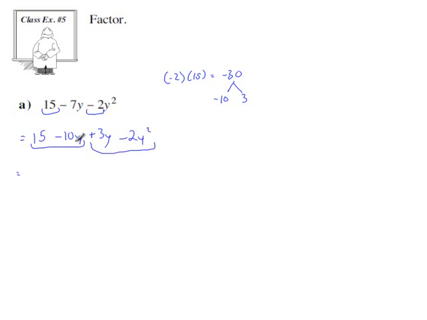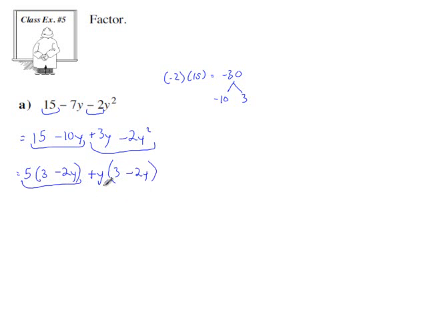So 15 and -10y, those have a common factor of 5. So 15 divided by 5 is 3. -10y divided by 5 is -2y. And then here we have 3y and -2y squared. So it looks like these have a common factor of +y. If I take out a +y, 3y divided by y is just 3, and -2y squared divided by y is -2y.